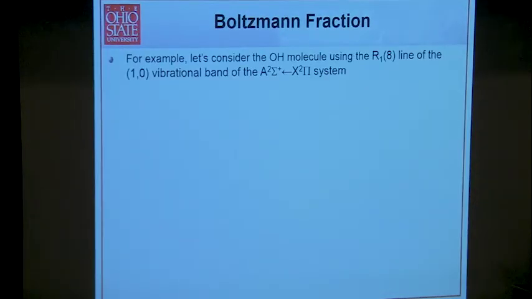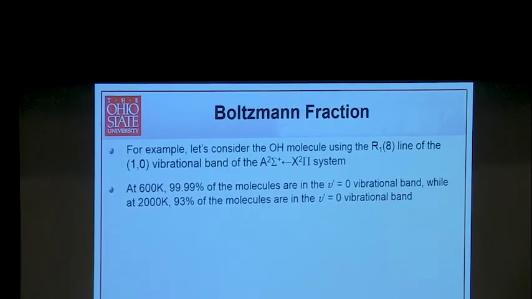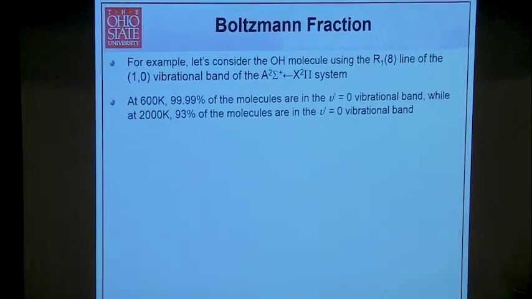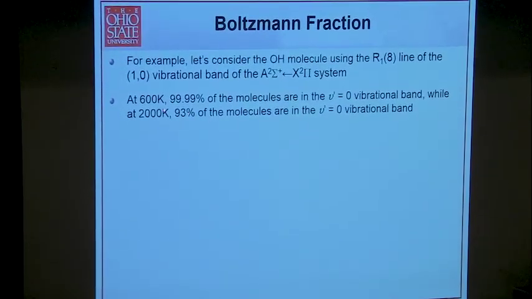So let's consider an example, the OH molecule. Let's say we excite the R18 line of the 1,0 vibrational band. That means we're going to excite in the ground state and send it to V equals 1 in the upper excited state, going from the X to the A system, and we're accessing rotational quantum number N equals 8, or J equals 8, I think.